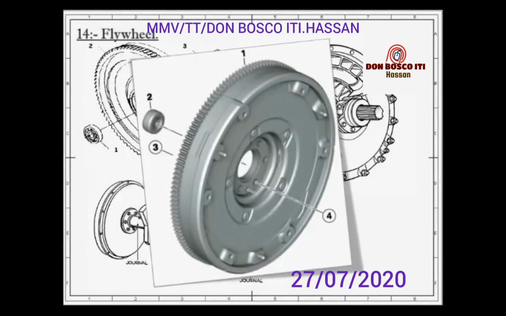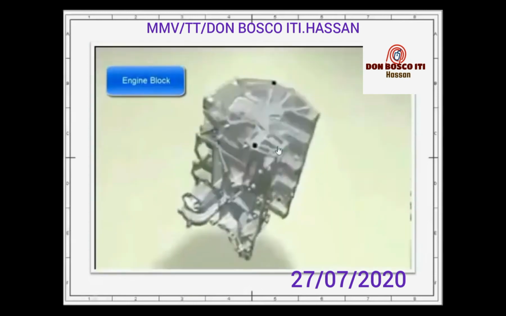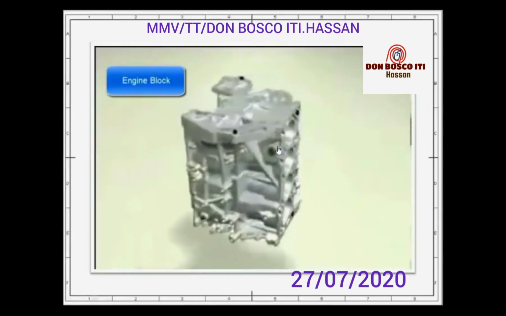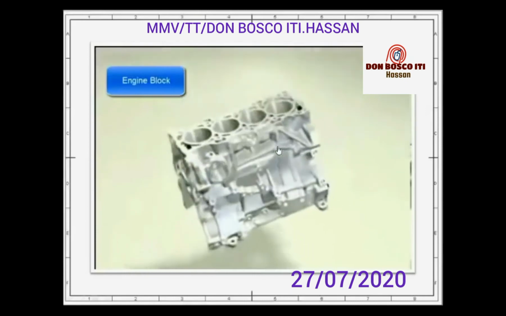Now take a look at this video and try to recognize all the parts which we have studied so far. This video basically shows the assembly of the parts of an IC engine.